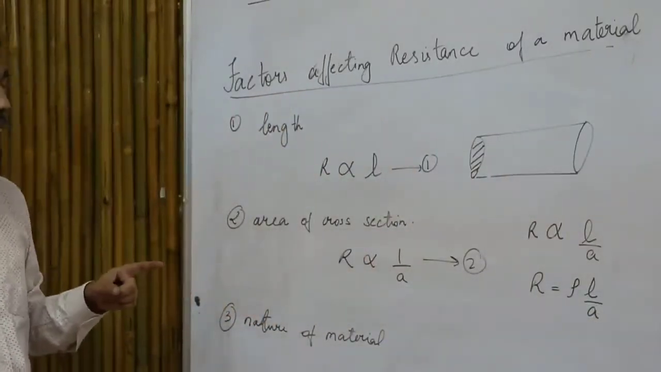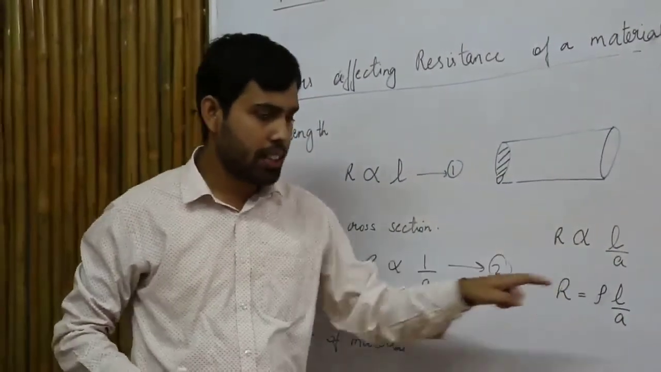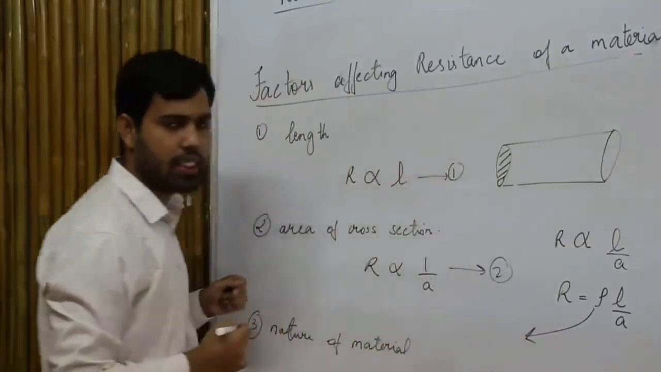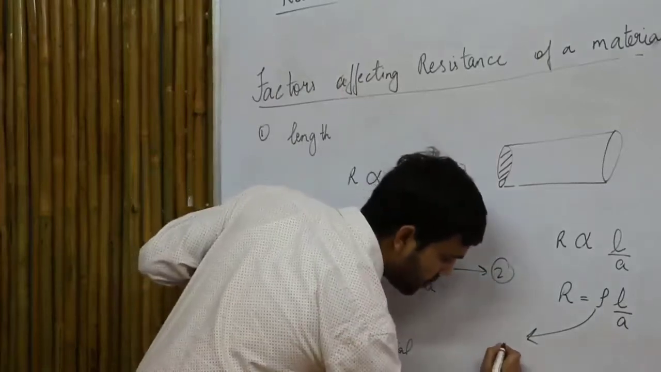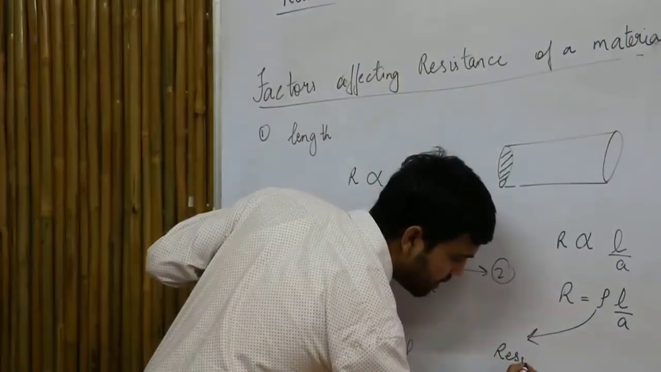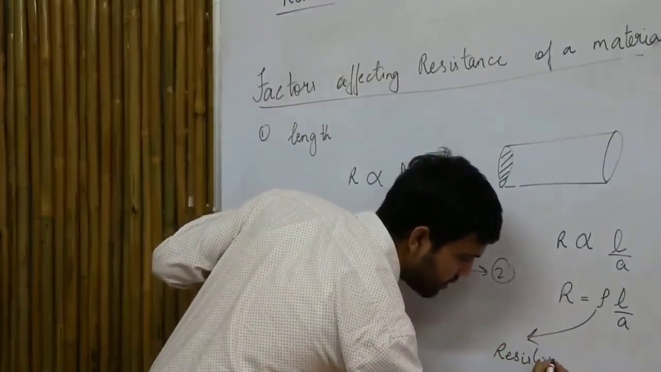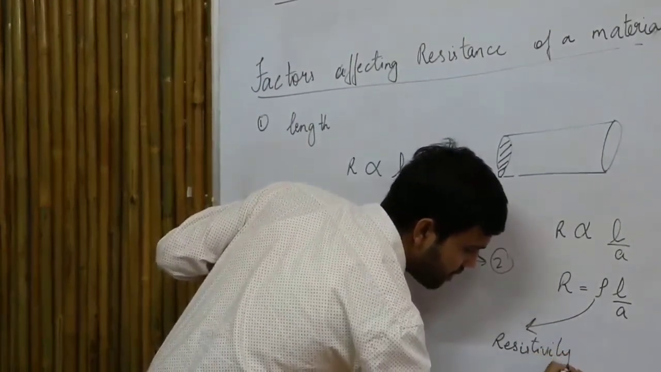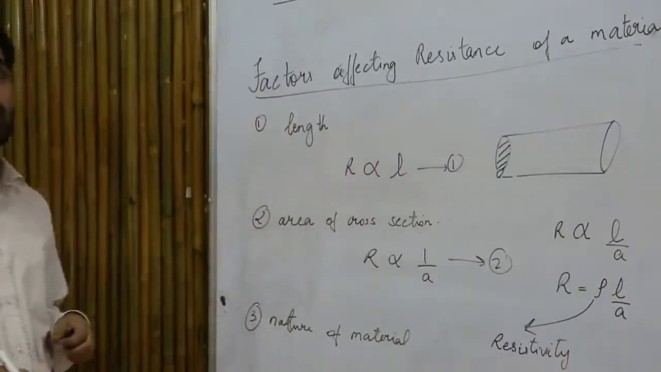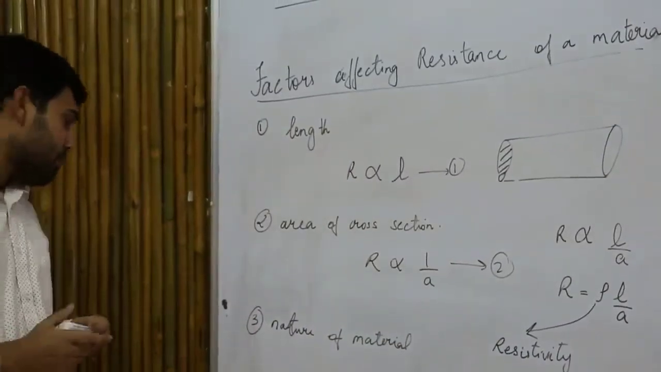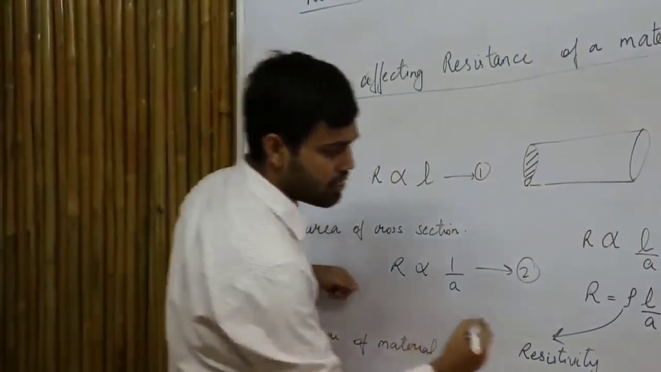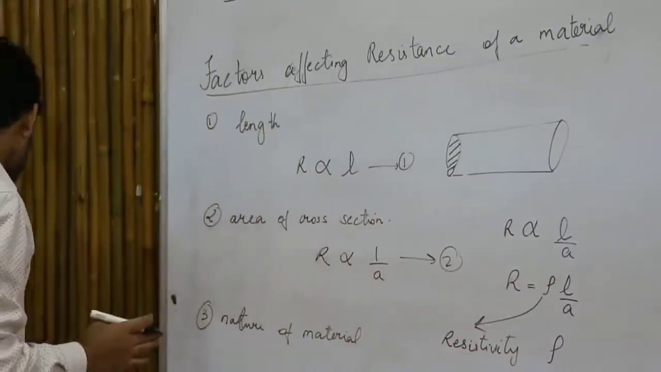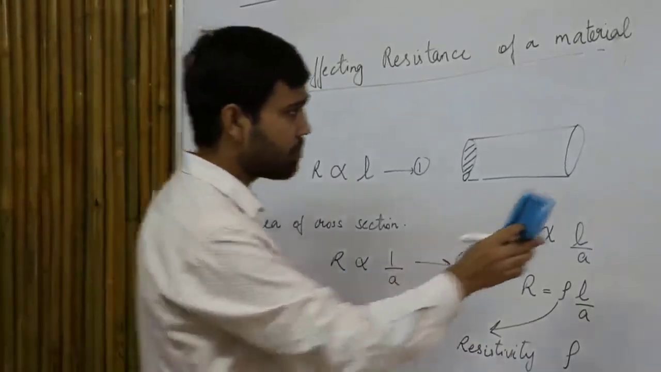Again, an important term comes out in here. This is my constant of proportionality. This constant of proportionality is known as the resistivity of a material, or specific resistance of the material. So the specific resistance or resistivity is denoted by this symbol known as rho. We'll look at this in detail.